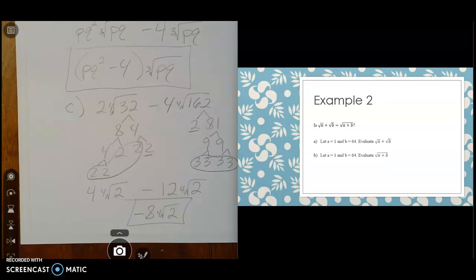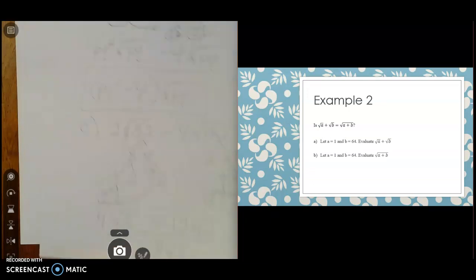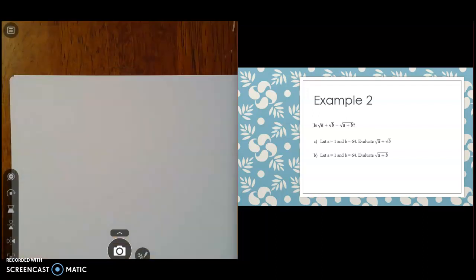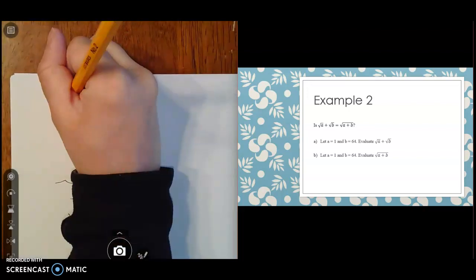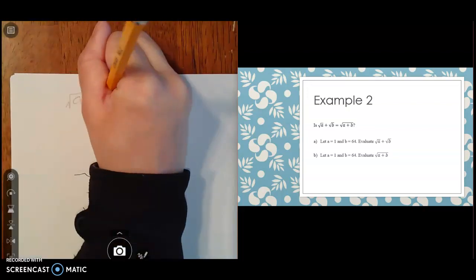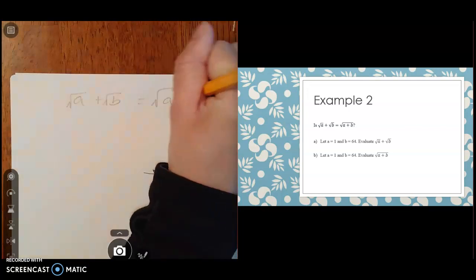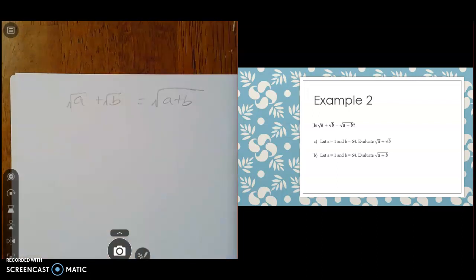All right, next one is a little question for you. Is the square root of a plus the square root of b the same thing as the square root of a plus b? So sometimes when you have these questions, let's say this was like a true-false question, you're like, I don't know, does that work or not? One way you can test it is just to try a couple of values and see if it works or not.